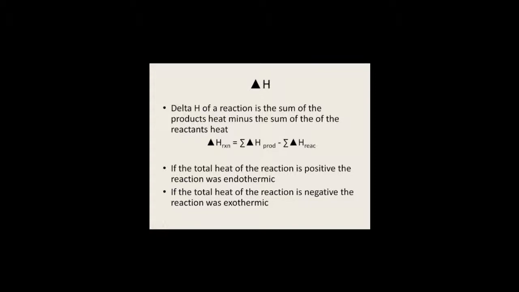The delta H of a reaction is the sum of the products' heat minus the sum of the reactants' heat. If the total heat of the reaction is positive, the reaction was endothermic, and if the total heat of the reaction is negative, the reaction was exothermic. So the first thing you need to do to solve this is mark all of your standard enthalpies.